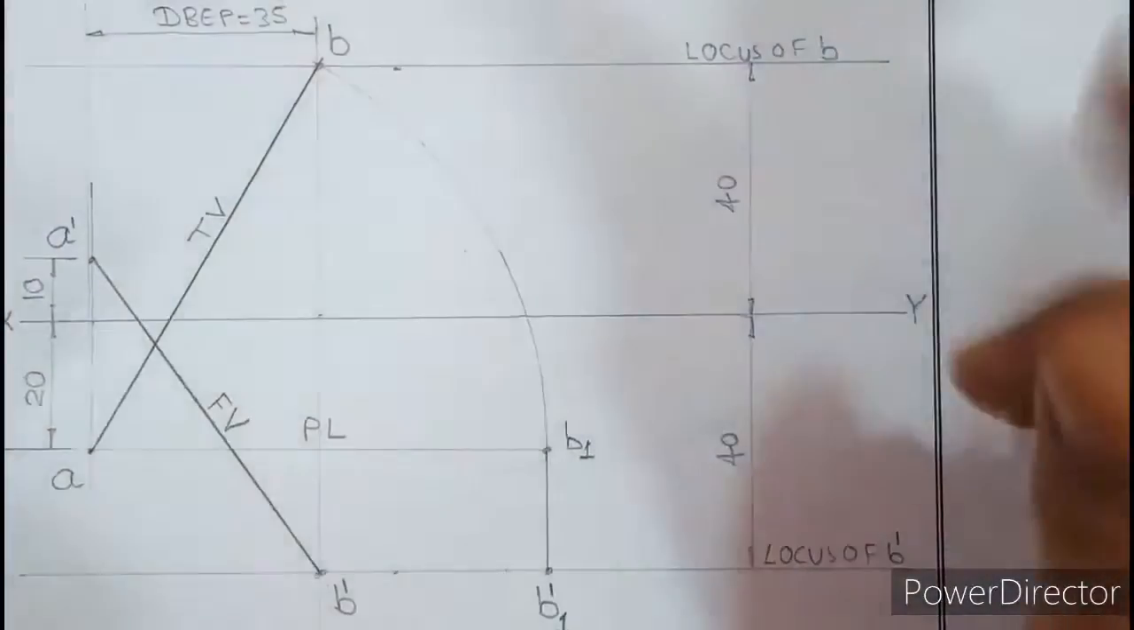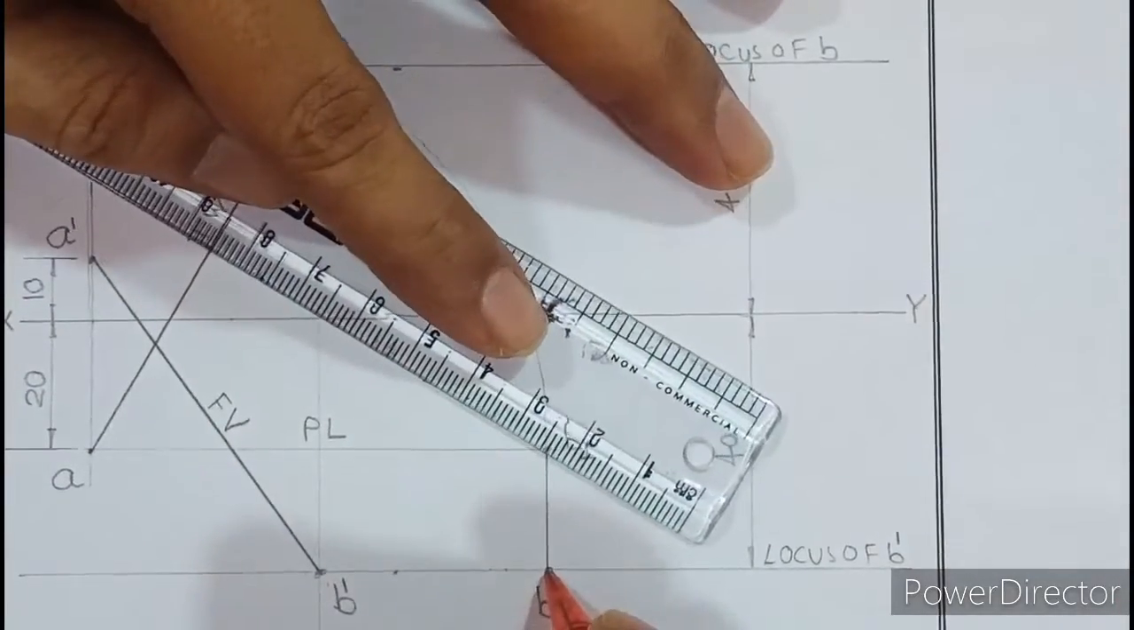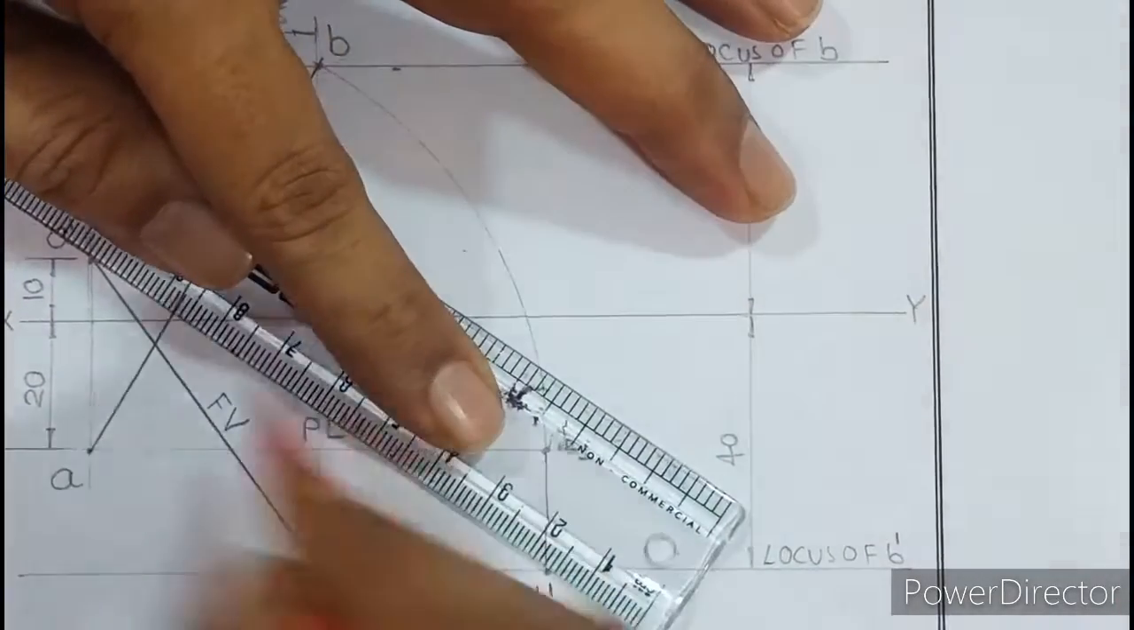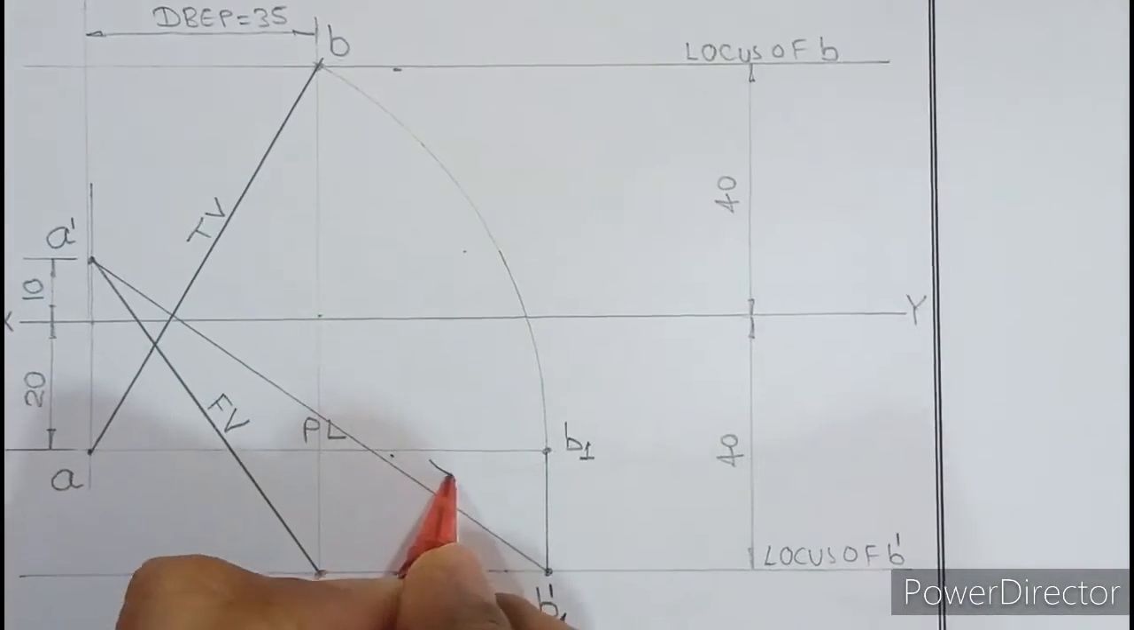So come to medium dark. Join B1 dash with A dash in medium dark. From B1 dash, I will draw a medium dark line. So this is our true length. Write TL here.